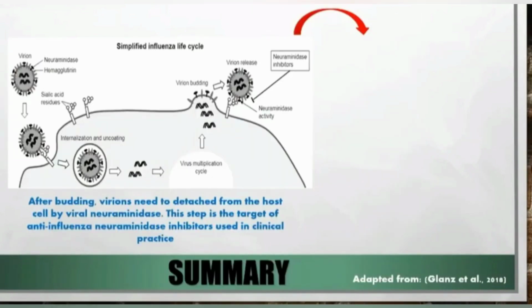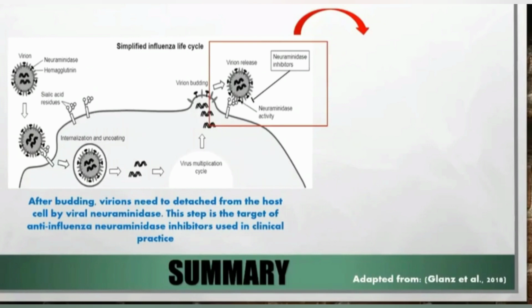As a summary, after budding, virions need to detach from the host cell by viral neuraminidase, which possesses sialidase activity, to cleave off the sialic acid, thus releasing the virion's progenies. This step is the target of the anti-influenza neuraminidase inhibitors that are used in clinical practice.